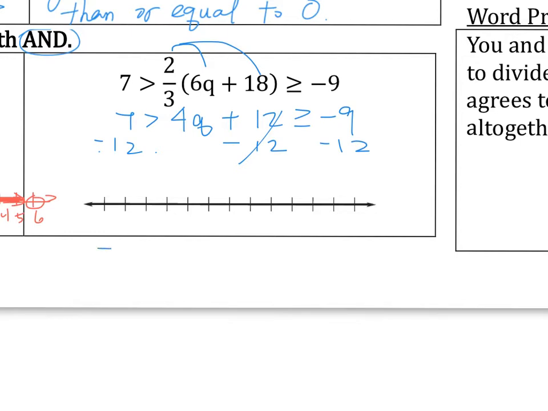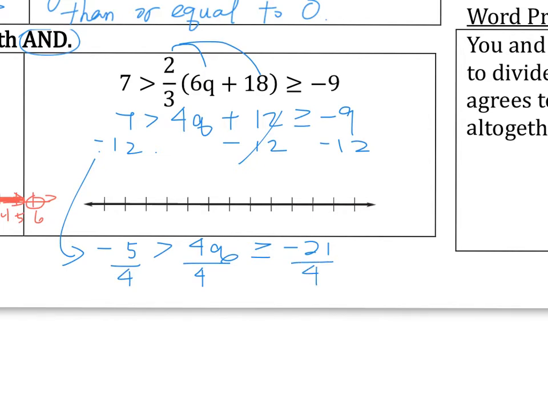I'm going to keep working it down here. 4q less than or equal to -21. And then we can divide by 4.